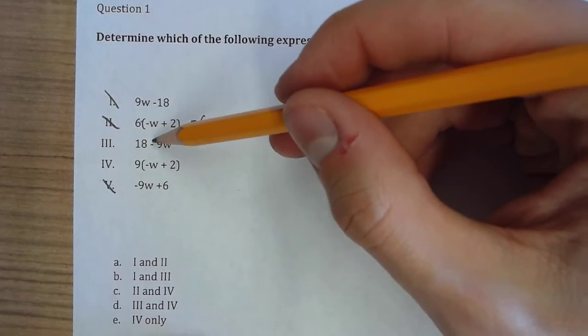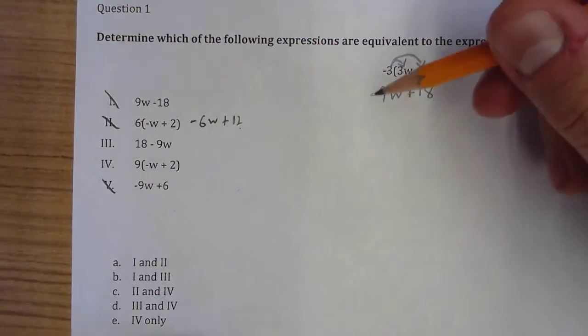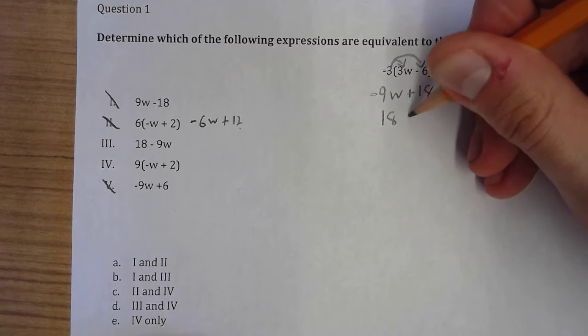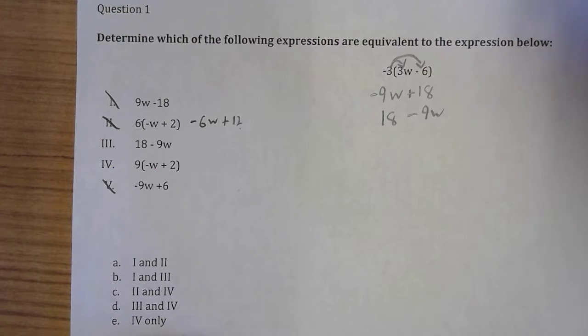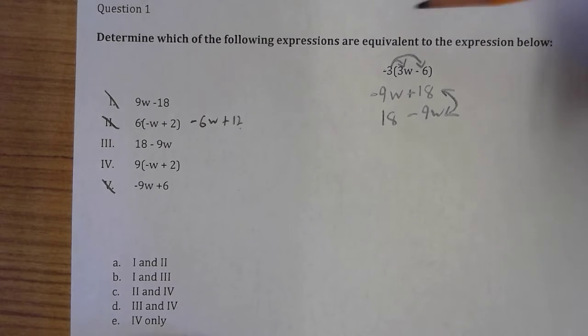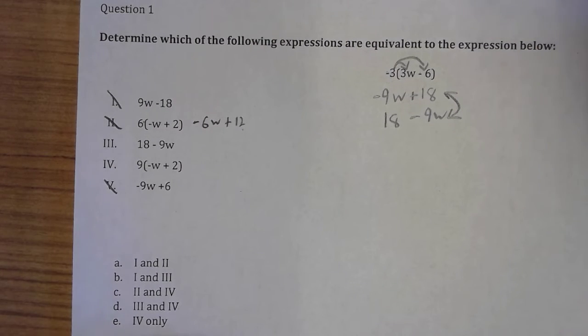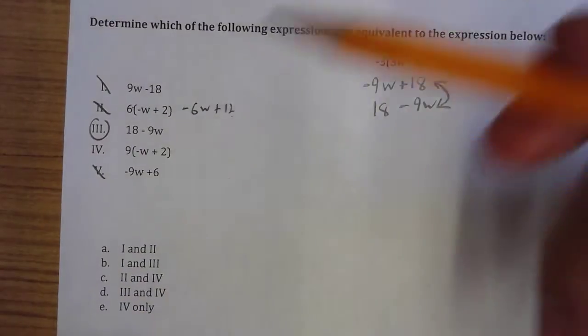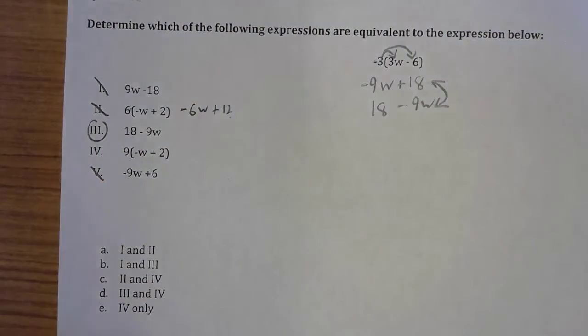What about 18 minus 9w? Now here we have a negative 9w plus 18. We could just reword that. And now we have an 18 minus 9w. Now these are both the same expression, right? We just turn the signs. You can do addition and subtraction in any order. So number 3 works. What about this number 4?